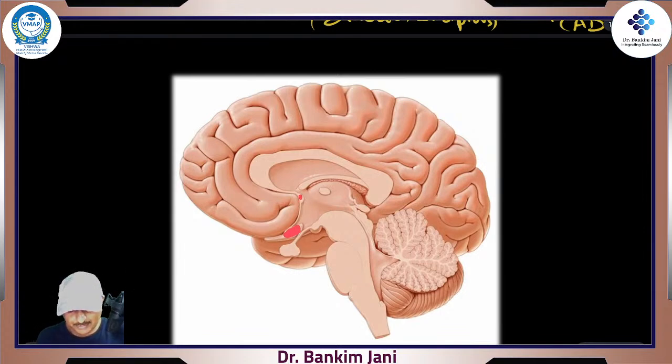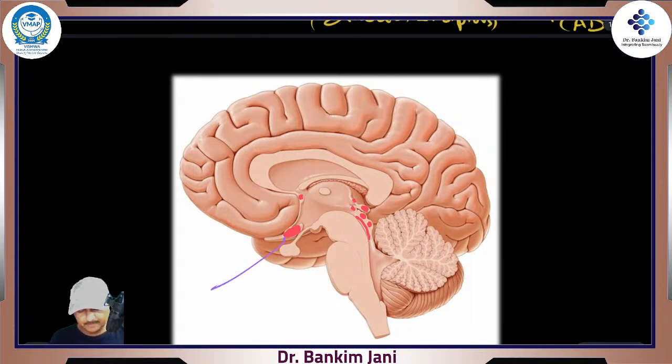So anterior commissure, right? You know this. Then this was the posterior commissure, habenular commissure. This one is the pineal gland. Then this was the quadrigeminal plate, superior colliculus, inferior colliculus, right?